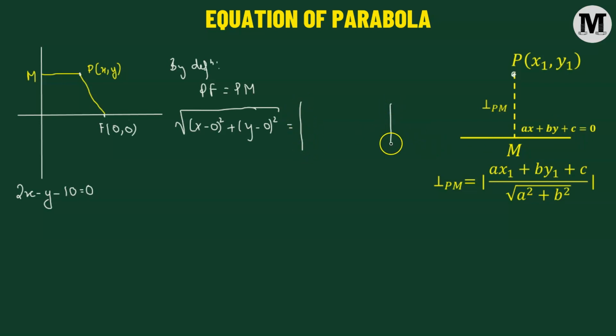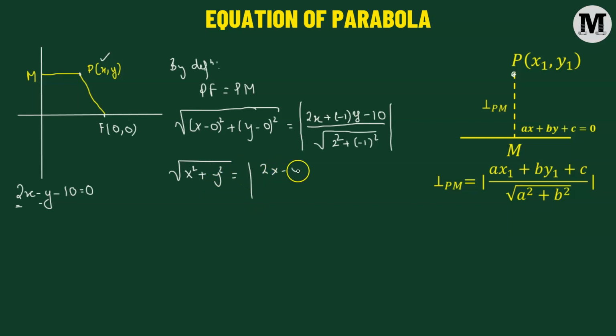We'll have to take the absolute value. Inside the absolute value, we'll consider a ratio. We'll start with the numerator. Here we take the coefficient of x, that's 2, which gets multiplied by the x coordinate of P. This gets added to the coefficient of y, which is negative 1, multiplied by the y coordinate of point P. And then we have the constant term, negative 10, divided by the square root of the sum of the squares of the coefficients a and b, so that's 2 squared plus negative 1 squared. Right. So let's further simplify. We get the square root of x squared plus y squared equals the absolute value of 2x minus y minus 10 divided by the square root of 5.